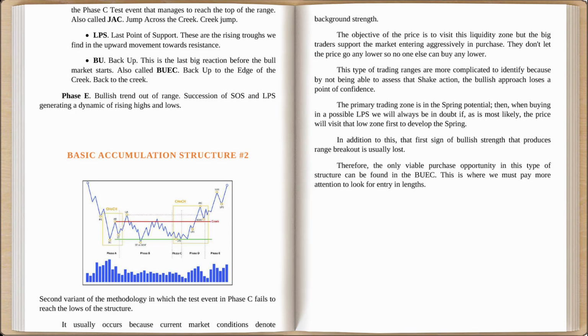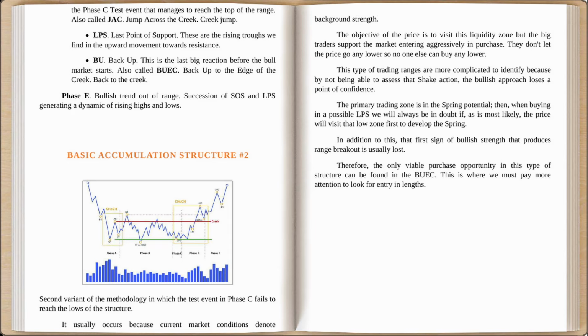BU, back up. This is the last big reaction before the bull market starts, also called BUEC, back up to the edge of the creek, back to the creek. Phase E, bullish trend out of range. Succession of SOS and LPS, generating a dynamic of rising highs and lows.